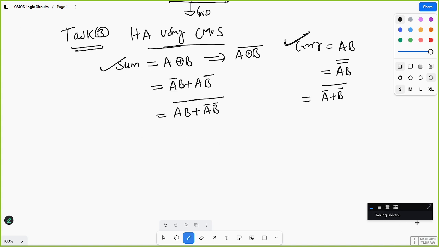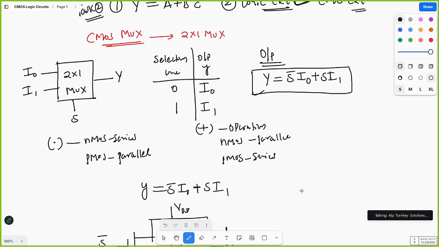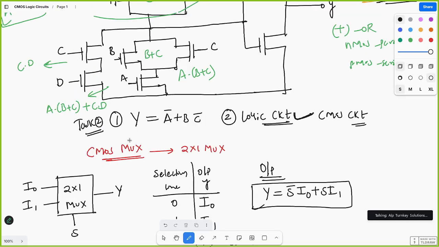Second task question. Second task, y equal to a bar plus bc bar. You need to implement by using this Boolean expression. You need to implement by using CMOS circuit.